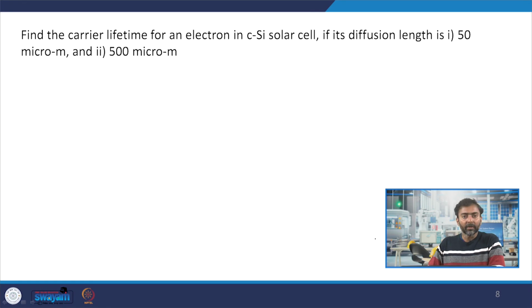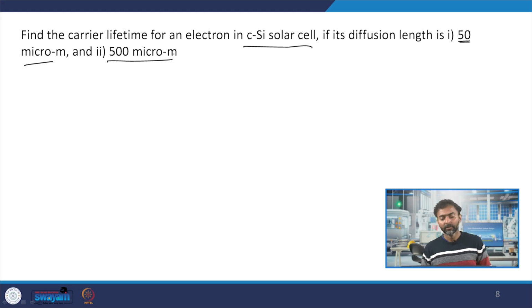So let's do a quick numerical example to understand this concept in a little more detail. Suppose you have a crystalline silicon solar cell, and there are two cases given here. In one case we are saying the diffusion length is 50 micrometer, in the second case we are saying the diffusion length is 500 micrometer. So these are usually the minimum and maximum values. Typically in a crystalline silicon solar cell, the diffusion length will change depending upon the impurity levels and the doping levels. However, these are the typical values. It will be at least 50 micrometer or at most up to 500 micrometer, in that range.